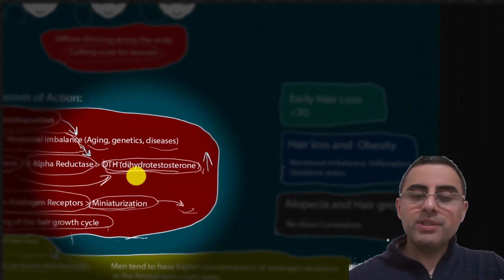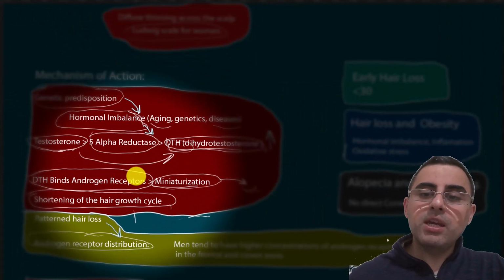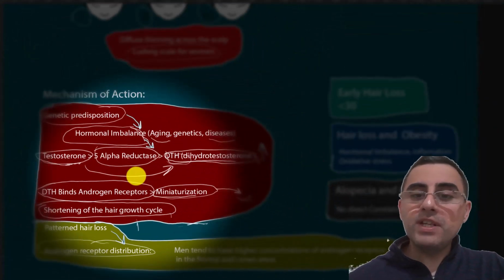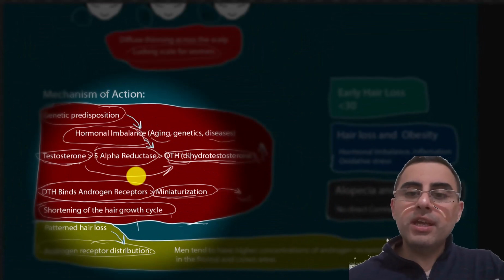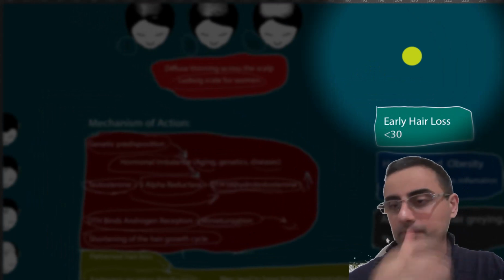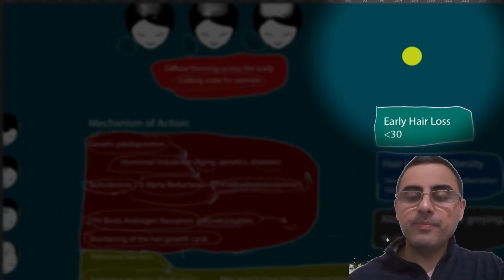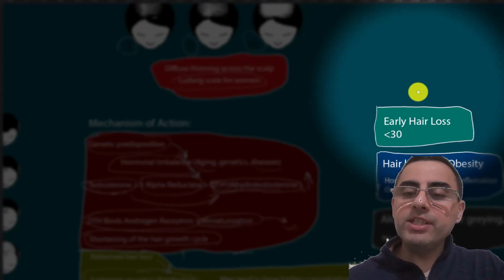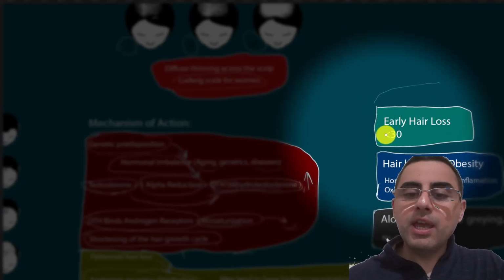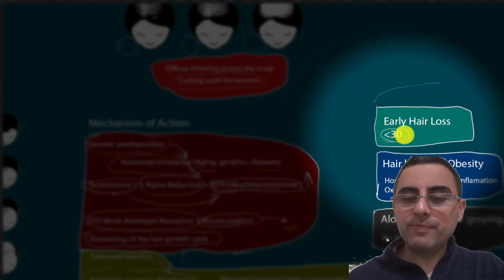Now let's answer one of the most common questions about androgenic alopecia. Which age is early hair loss? If hair loss occurs earlier than 30, it's early hair loss.